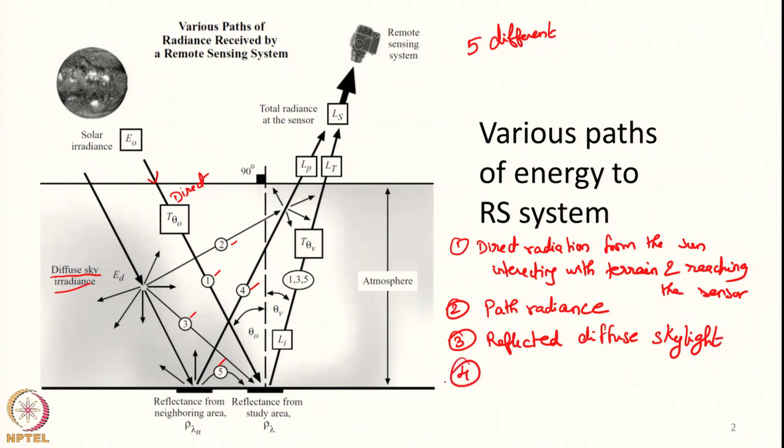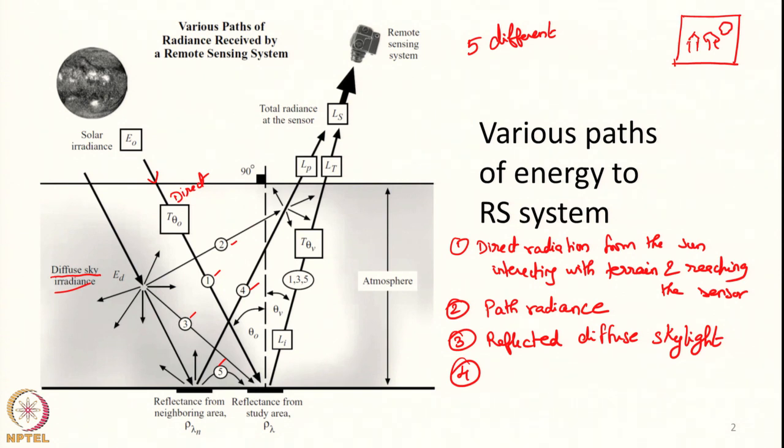Path 4. Sunlight will not only fall on our object of interest. If you take one area over which a sensor is looking at, let us say the sensor is looking from the top over this area, and we have like a small house here, a tree here, a small pond and everything. Let us say everything is covered within a single area which image is actually looking at. So, we are going to get signals about all these features together.